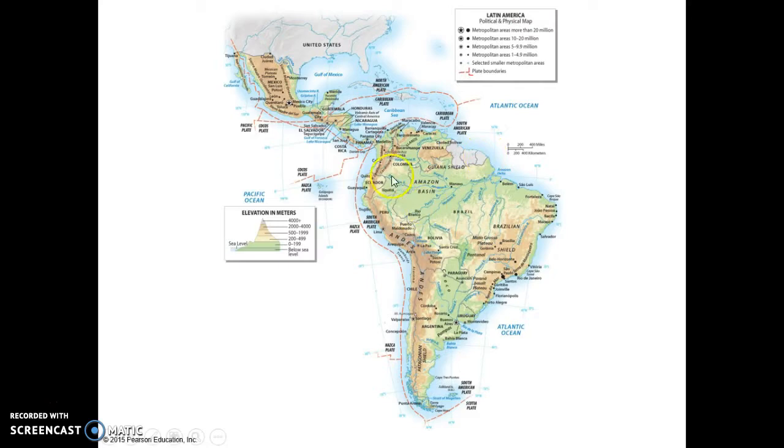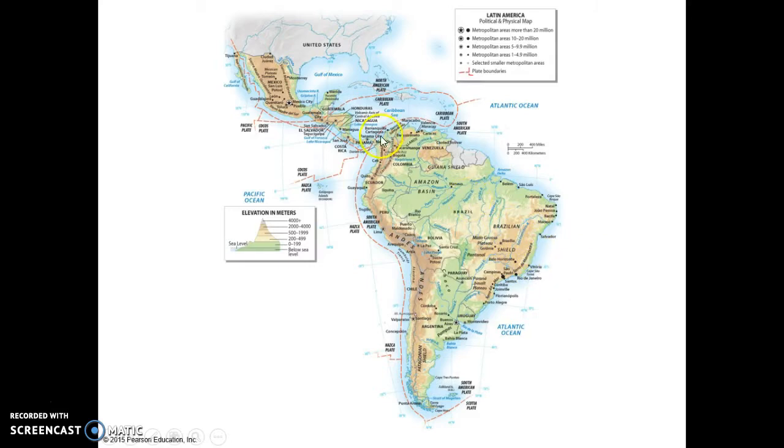The Amazon basin, of course, that's lowland. This is where the Amazon River is, and it drains all this land around it. Notice on either side of it there is a shield. There's the Guyana shield, which means kind of highlands, and the Brazilian shield on this other side.